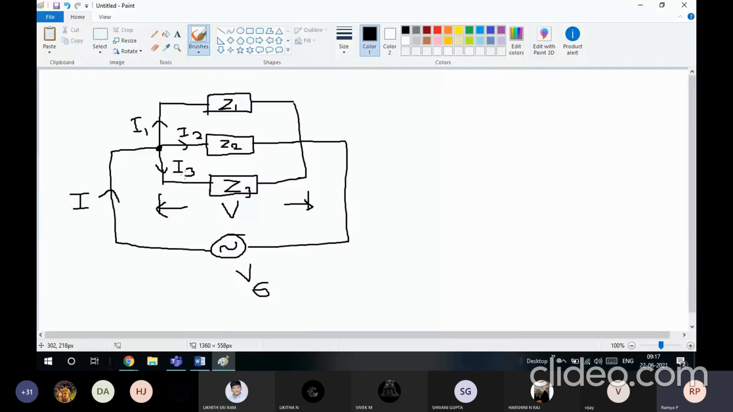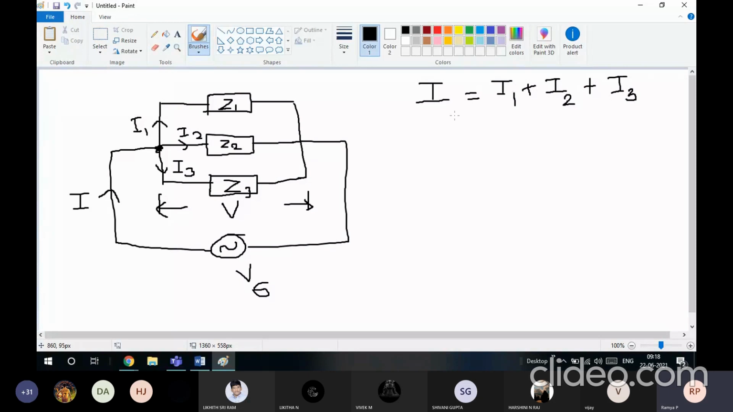Now when I apply the Kirchhoff current law across this junction. What is Kirchhoff current law? That is, incoming current will be equal to outgoing current. What is my incoming current? My incoming current is I. So when I apply the Kirchhoff current law across that particular junction, the total incoming current I will be equal to all the outgoing currents. So what are the outgoing currents? That is nothing but I1 plus I2 plus I3. So this is the incoming current and the outgoing current when we apply Kirchhoff current law across the junction.